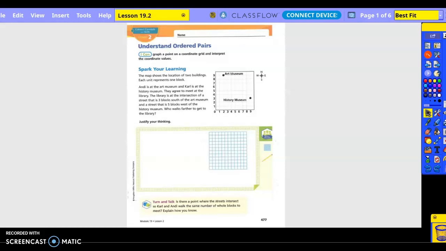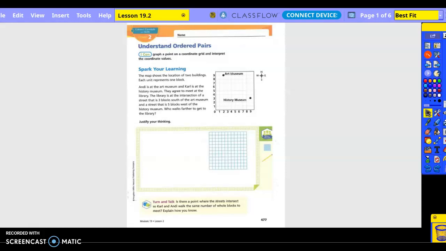19.2. Understand ordered pairs. I can draw a point on a coordinate grid and interpret the coordinate values. Spark your learning. The map shows the location of two buildings. Each unit represents one block. Andy is at the art museum and Carl is at the history museum. They agreed to meet at the library.